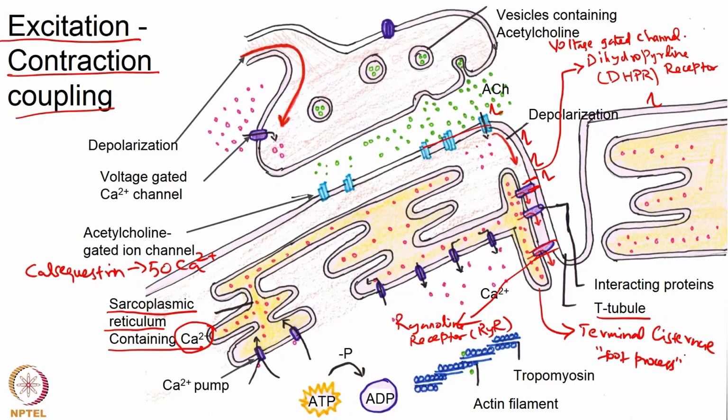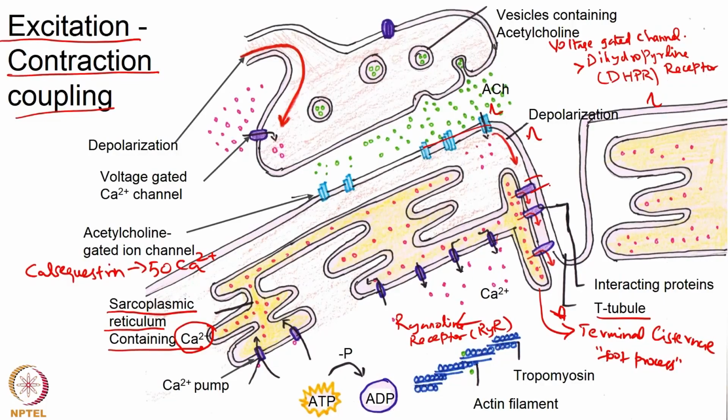Okay. So, these two are in very close proximity in the T tubule, so that whenever the DHP receptor opens, the ryanodine receptor also opens. Whenever an action potential reaches the T tubule, the DHP receptor opens and thus opens the ryanodine receptor, causing an efflux or outflux of calcium from the sarcoplasmic reticulum into the sarcoplasm of the muscle, right.